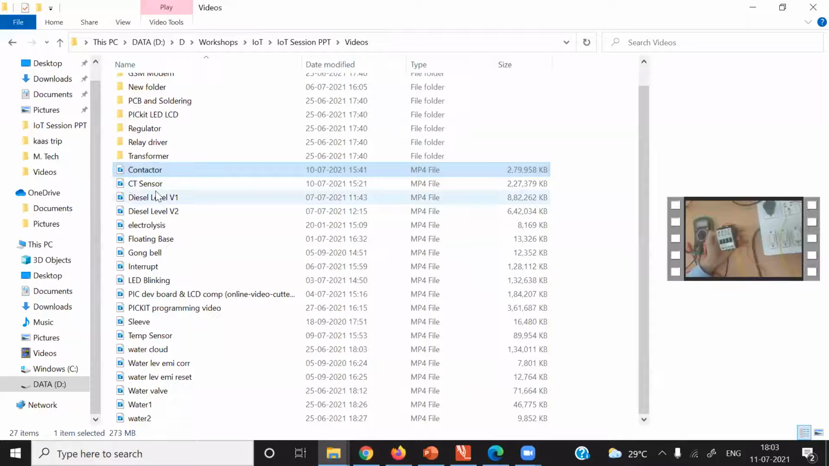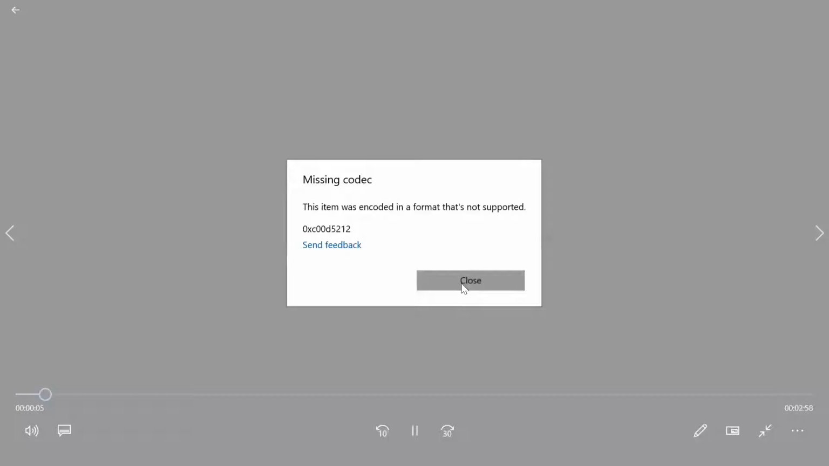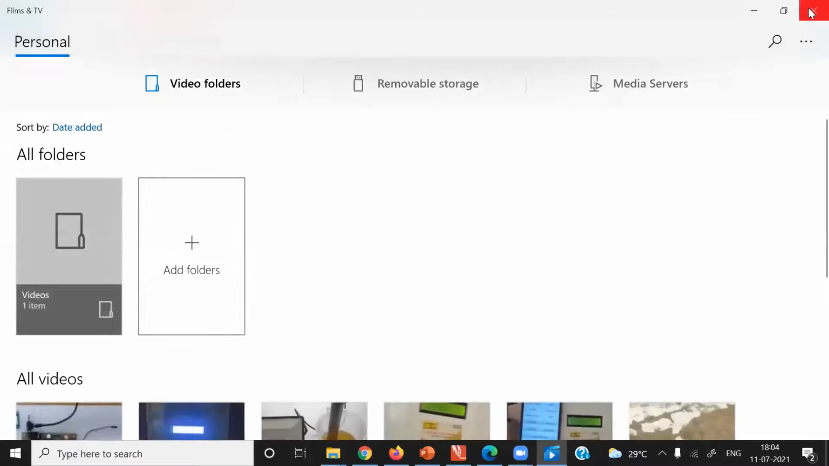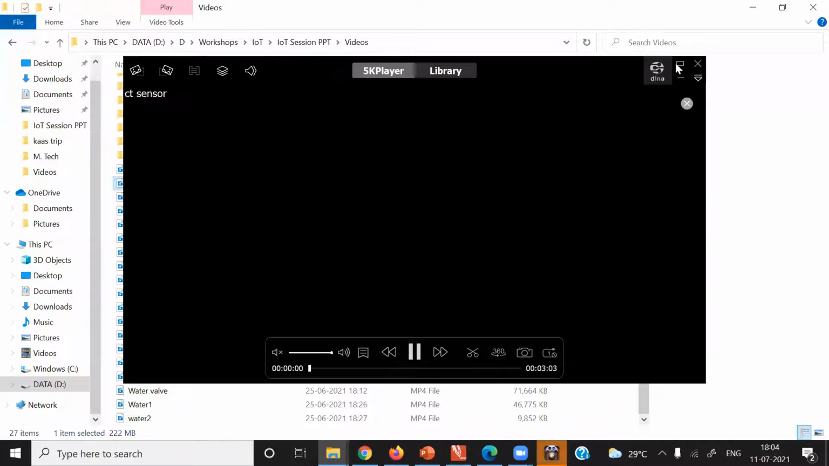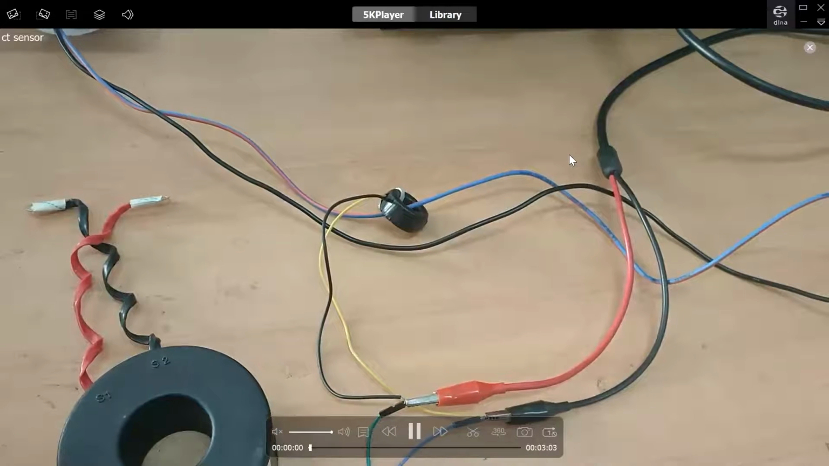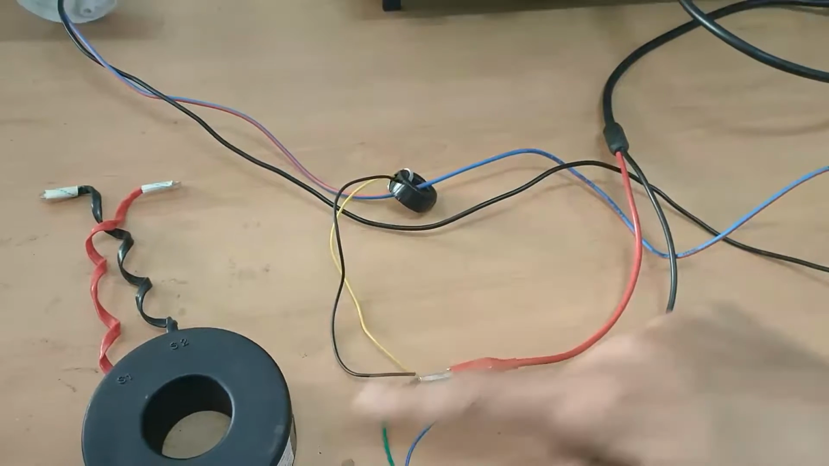Now I want to play the video of the current transformer and after that I will discuss the use of the current transformer. In this short video, I will demonstrate the use of a current transformer for measurement of AC current.